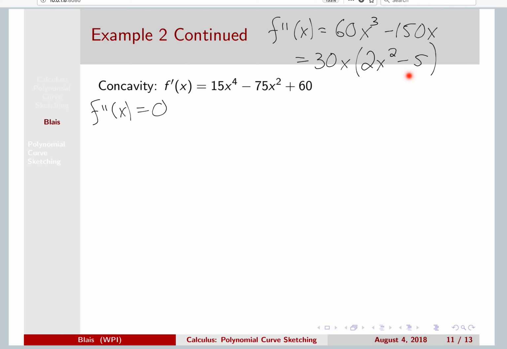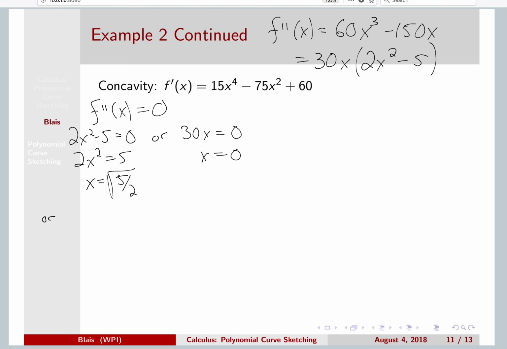We can see from our factored form here that that happens if 2x squared minus 5 is 0, or 30x equals 0. 30x equals 0, of course, gives us the solution of x equals 0. 2x squared minus 5, that's 2x squared equals 5, or x equals root 5 over 2, or x equals minus root 5 over 2. Root 5 over 2 is about 1.58, which will help us because we're going to be graphing this shortly.